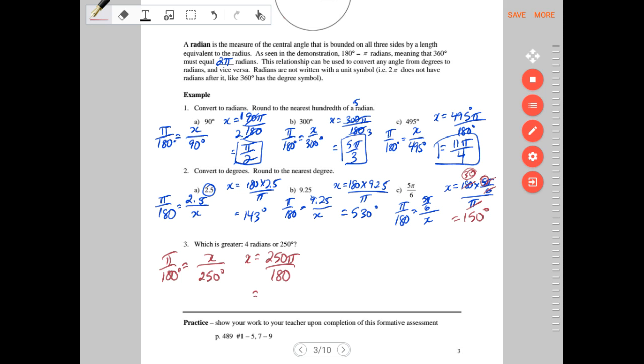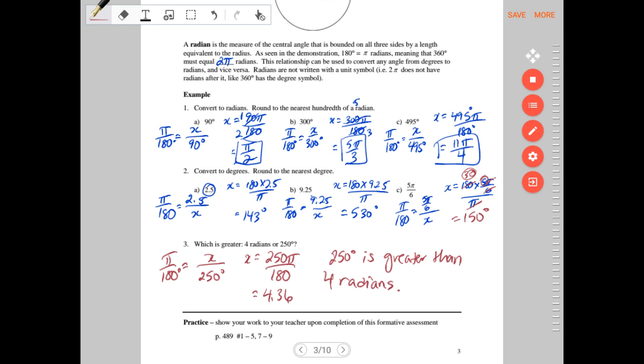Now you can simplify that, but it's still going to be hard to compare it to 4. So just type 250 times pi divided by 180, and to 2 decimal places, that's 4.36 radians. Okay? So obviously that is greater than 4 radians, so 250 degrees is greater than 4 radians.